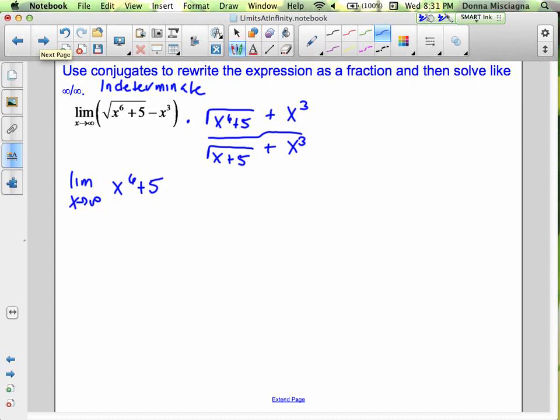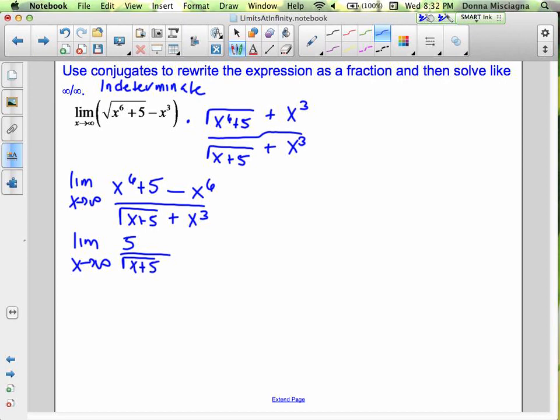And then the middles will drop out. Negative x cubed times x cubed, that's going to be negative x to the 6. In the denominator, we're going to just have exactly what's there: the square root of x to the 6 plus 5 plus x cubed. All right, now let's simplify the limit as x approaches infinity. The x to the 6s are going to cancel out. We've got 5 divided by the square root of x to the 6 plus 5 and then plus x cubed.